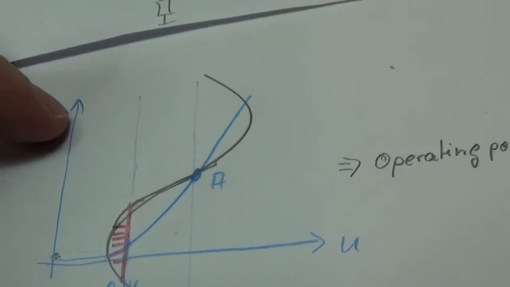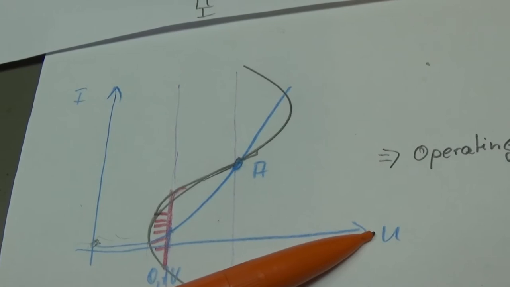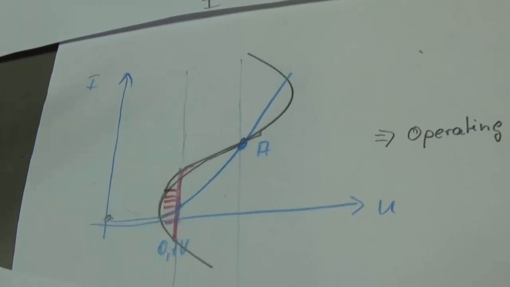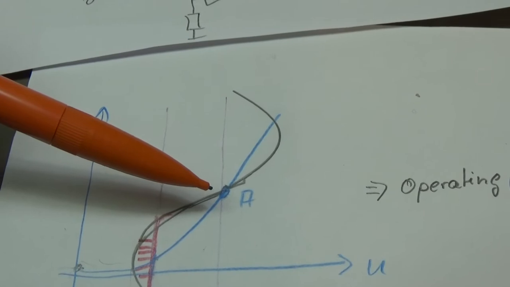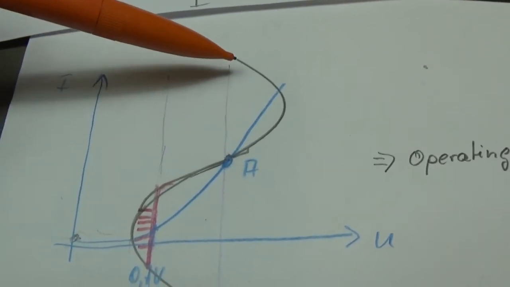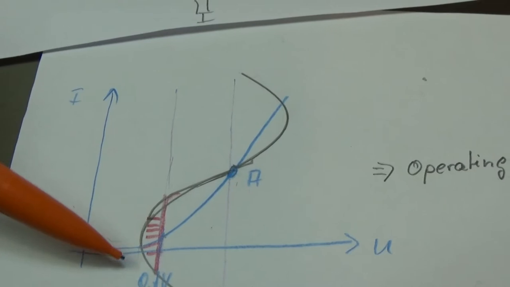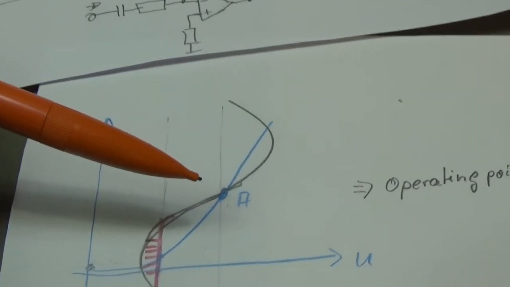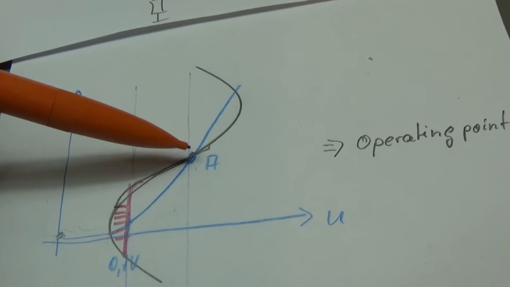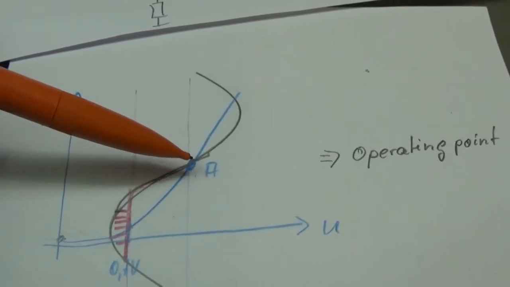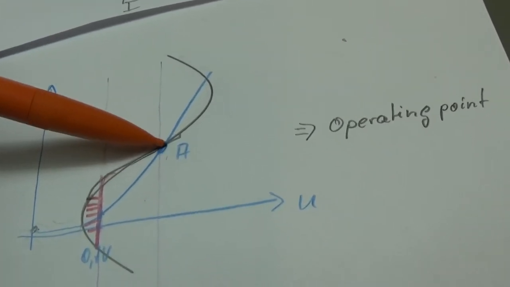then we can feed in a sine. Remember, this is our voltage axis, and therefore we have to draw our sine as we have done here. This here will be our positive half wave, and this is our negative half wave of the sine. We are feeding in the sine, and it hits our operating point here, let me call it the 0 point.